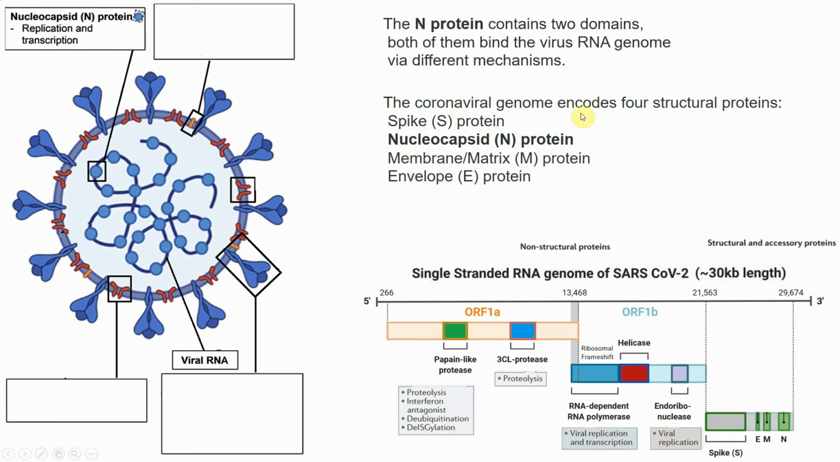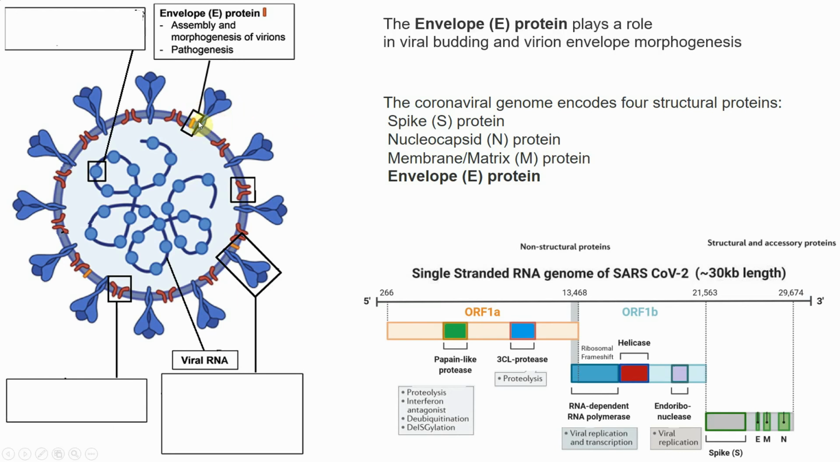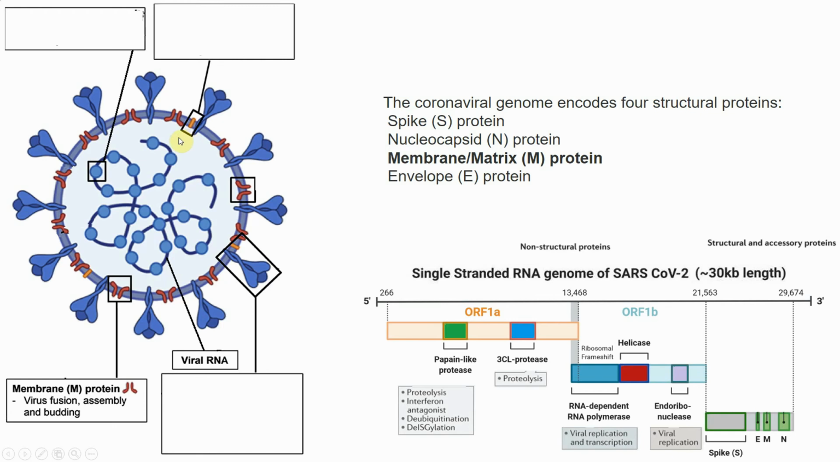As you see here, the second protein is the E protein, or envelope protein. It is involved in the assembly and morphology of the virus, and it has a pathogenic effect. It has a high relation with the genome of the virus, and plays a role in viral budding and viral envelope morphogenesis. It helps the virus go out from the host cell. And the third one is the membrane or matrix protein. It is the most abundant protein in the membrane, and it is mostly responsible for the shape of the envelope.